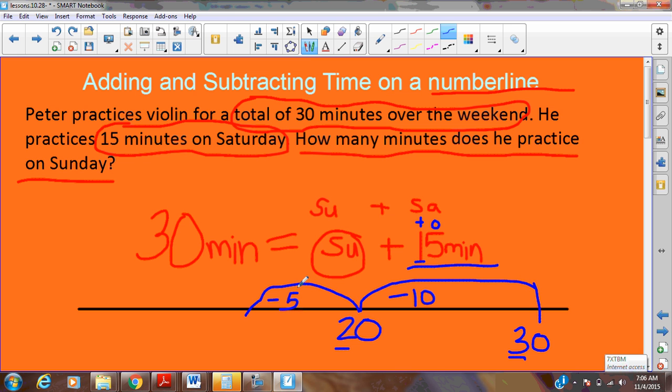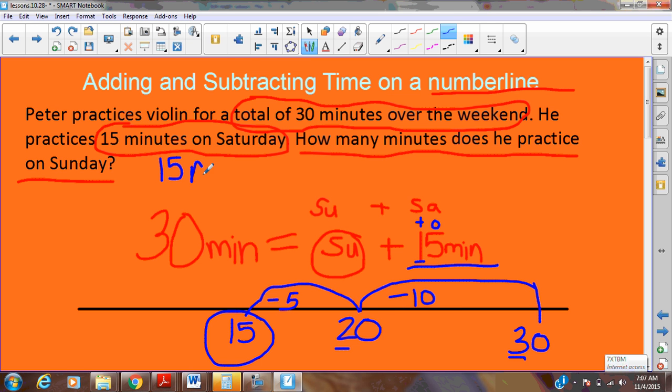I'm taking away 5 ones, so I'm going to take that away from 0. I can't really. I need to regroup. And when I do that, that leaves me with 1 ten. And it gives me 10 ones, and 10 minus 5 equals 5. So when I jump back, I get to 15. So I know that Peter practices for a total of 15 minutes on Sunday.